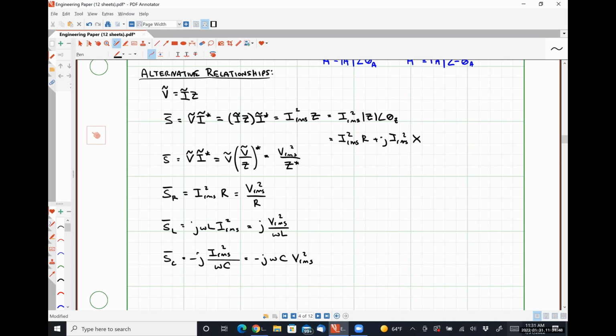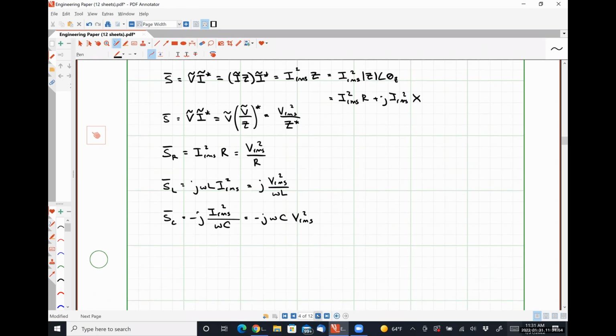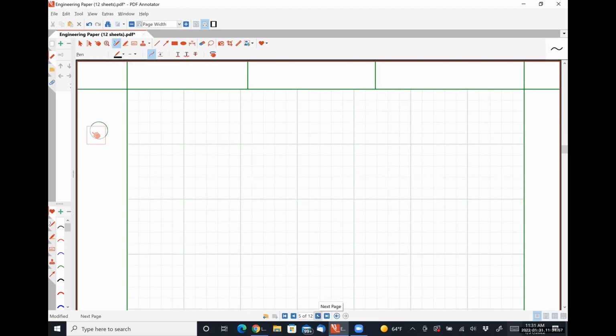Before we do that, let's work an example problem. So let's say that I have a 120 volt RMS, 120 angle 0 degrees, volt RMS voltage source.